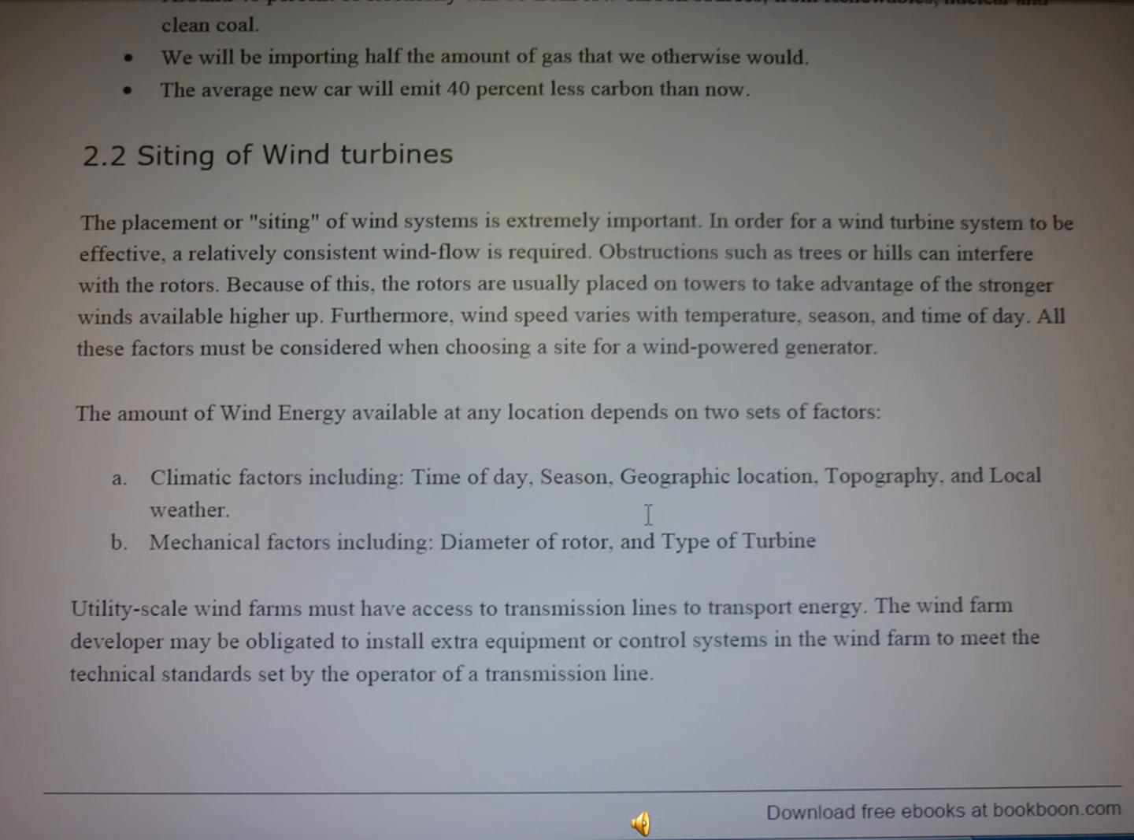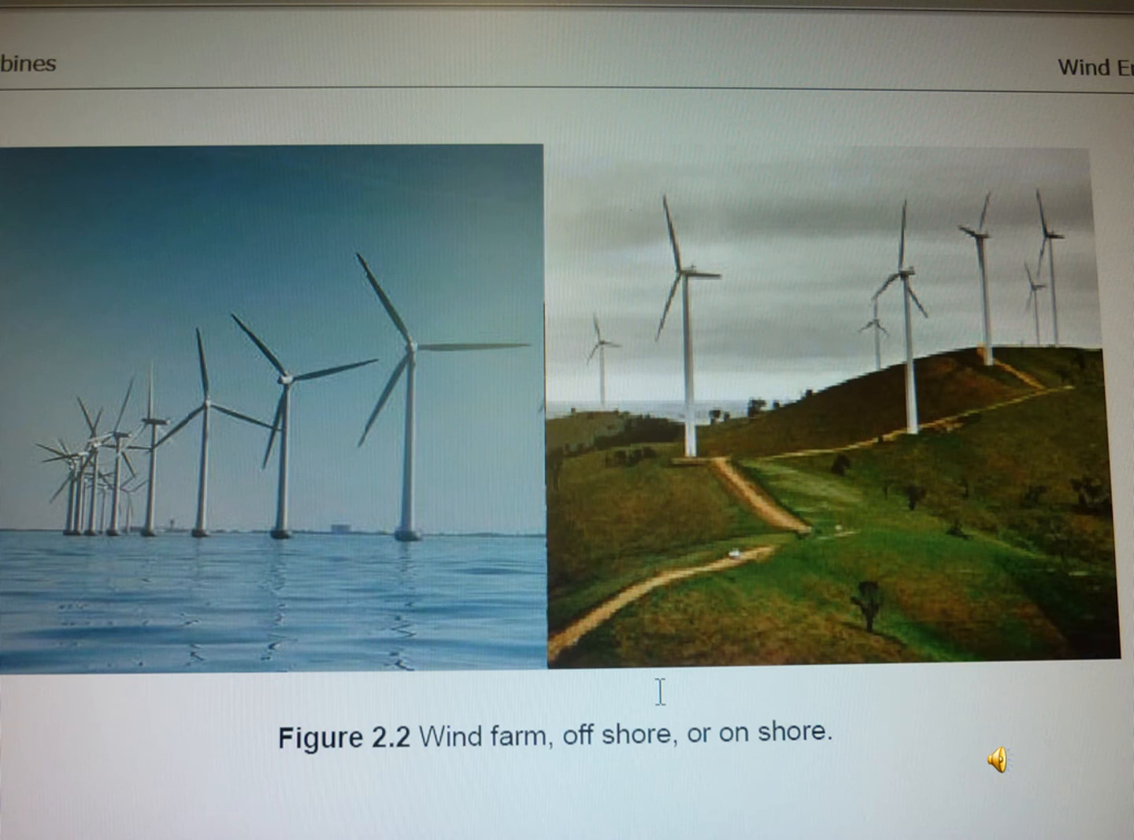This diagram you can see the offshore wind farms and the onshore wind farms.